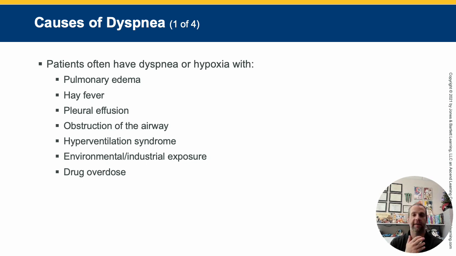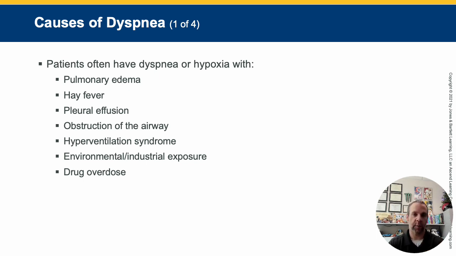Then we have, and we're going to talk more about these later on, hay fever, or allergic rhinitis. This is caused by inflammation of the upper airway due to allergens like pollen or dust. While not usually an emergency on its own, it can exacerbate more serious conditions like asthma or lead to severe swelling in highly sensitive individuals. Then we have pleural effusion. That's another potential cause, which is when fluid accumulates between the lungs and the chest wall, and that compresses the lung, making it harder to expand during inhalation.